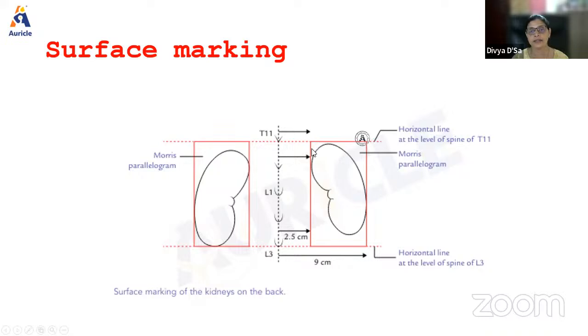Okay, and we join the two horizontal lines and these vertical lines, and what we get is the Morris parallelogram. Here, when we draw the kidney, the upper pole is towards the median plane and the lower pole away from the median plane. So this will be about 2.5 centimeters, this will be about 5 centimeters, and the lower pole will be about 7.5 centimeters from the median plane. Okay, so these are the things we need to know, especially about the kidney.